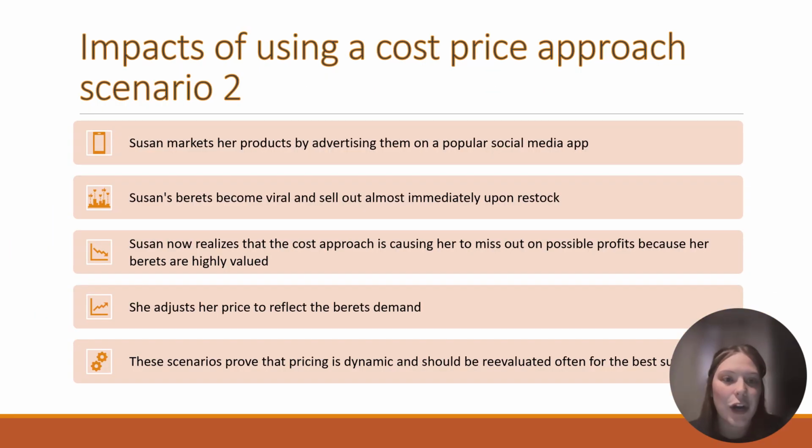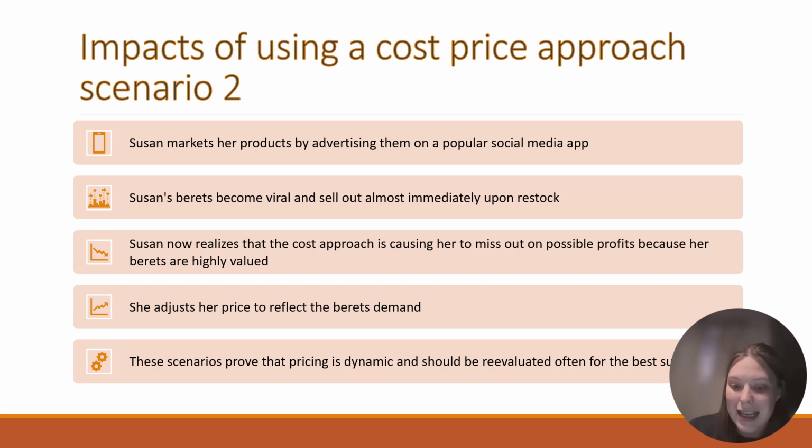In this second scenario, we can see that Susan's going to market her products using a popular social media app, and she almost instantly becomes viral and sells out of all of her stock immediately. Now she's starting to realize that using the cost approach is causing her to miss out on possible profits because her products are valued very highly and people are willing to pay more for them. So because of this, she adjusts her price to reflect the beret's demand.